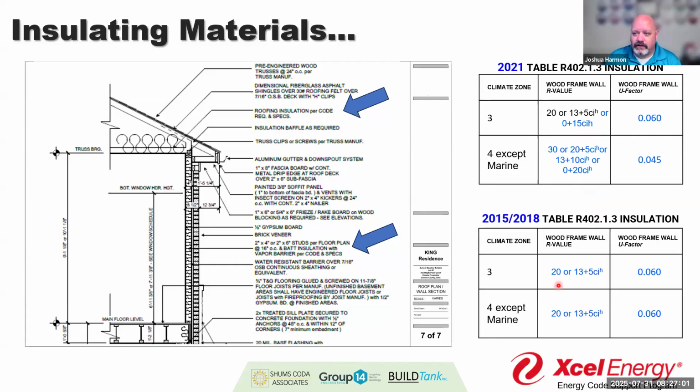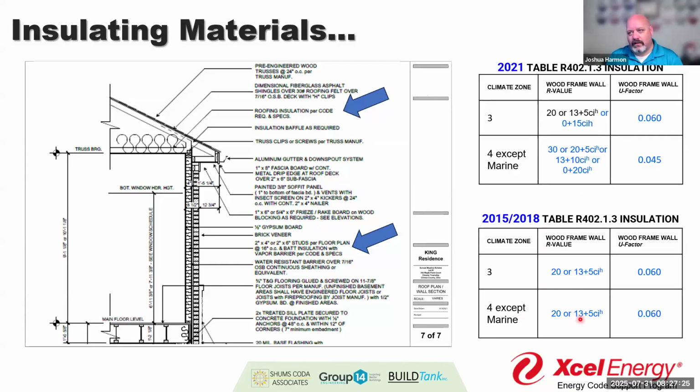Look at section 3 or climate zone 3. We went from R20 or 13 with 5 continuous to R20 or 13 plus 5 continuous. And we just added an extra option for somebody who says, I don't want any insulation on the inside. I want it all on the outside. I'm going to buy an R15 insulated panel, and use that as my sheathing, right?